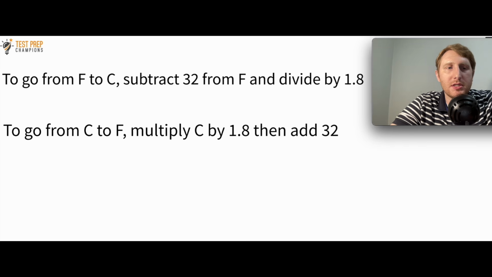Now, if you don't like using the provided formulas, there are 2 quick tips that you can remember for temperature conversion questions. If you need to go from degrees Fahrenheit to degrees Celsius, what you can do is just subtract 32 from degrees Fahrenheit and divide by 1.8. And on the other hand, if you need to go from degrees Celsius to degrees Fahrenheit, you can take the temperature in degrees Celsius, multiply it by 1.8, then add 32.